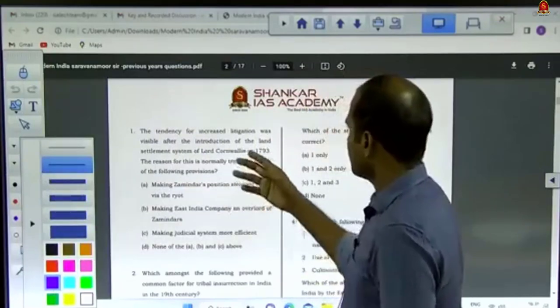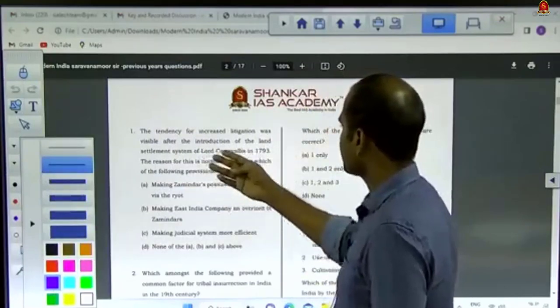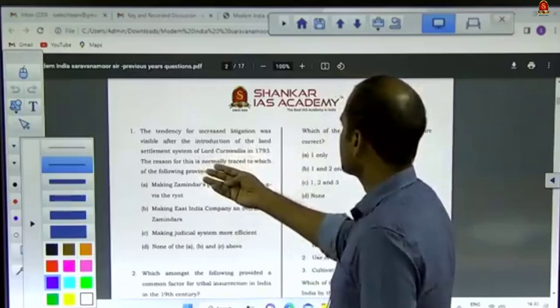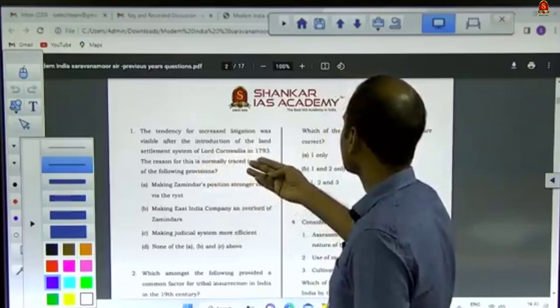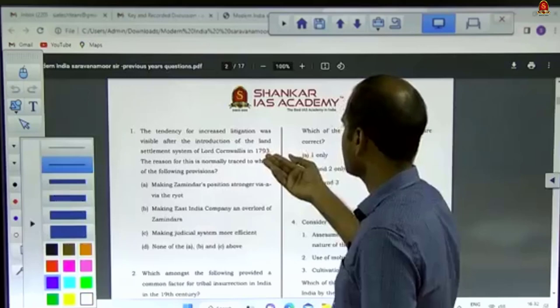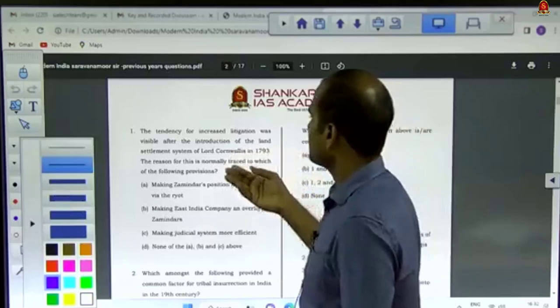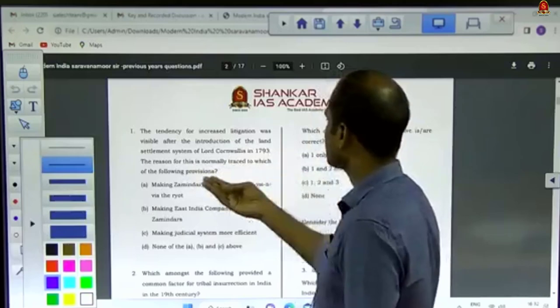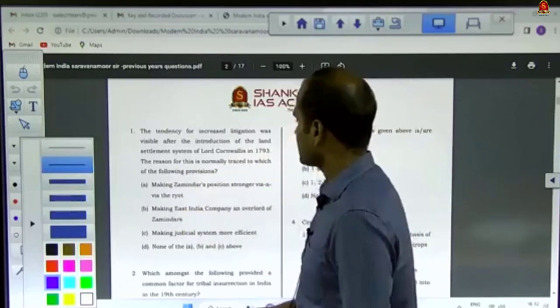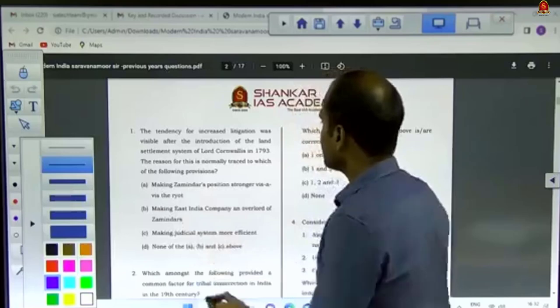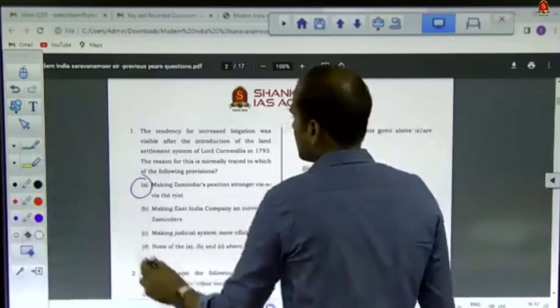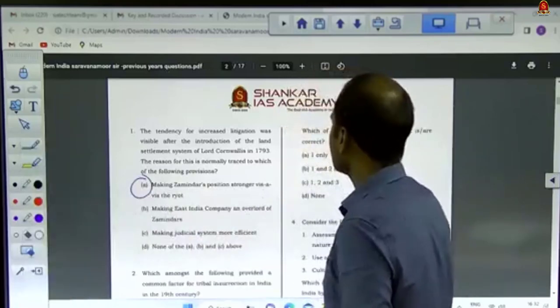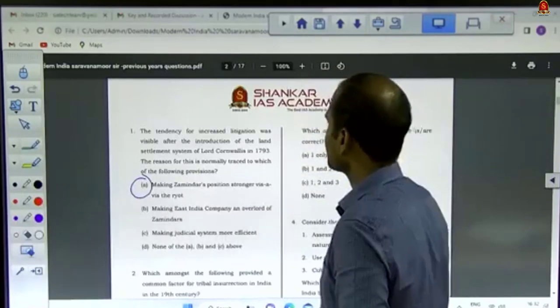First question. The tendency for increased litigation was visible after the introduction of the land settlement system of Lord Cornwallis, that is the Permanent Settlement, the Zamindari system. The reason for this is normally traced to which of the following provisions? Answer is making the Zamindar's position stronger vis-a-vis the Ryot.